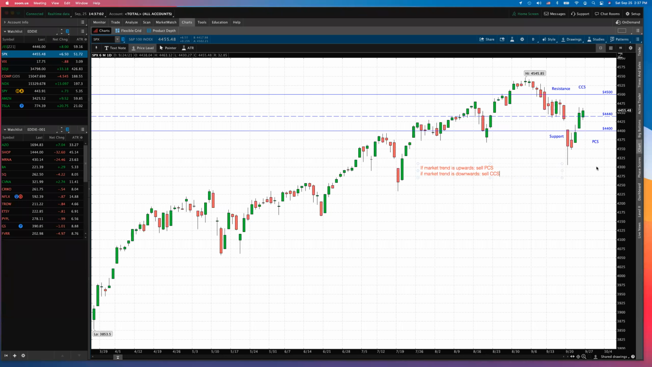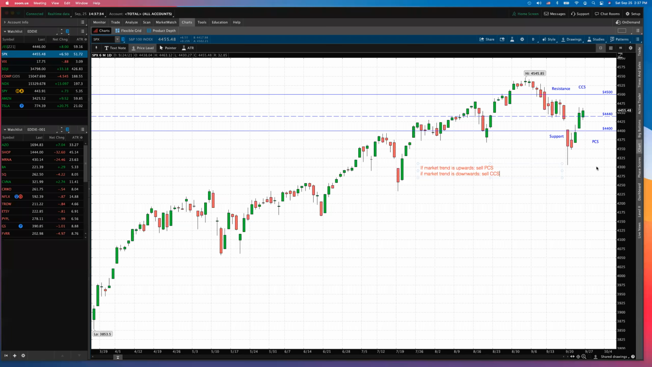So if the market is trending downwards, sell a CCS. If the market is upwards, sell a PCS. Is that simple? Does that make sense? Yeah, it does. Because you can do both. It's a question of which one is the right one, right? And the right one is dependent on what direction the market is going.